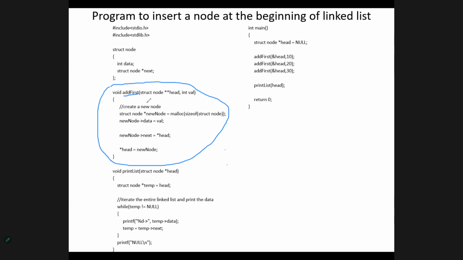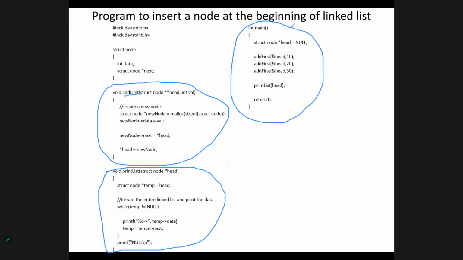This is the add first function, right? So void add first. This is the print list function. So I separated add first and print. Finally, we will create the main program, and we will call these functions inside this main program, right?